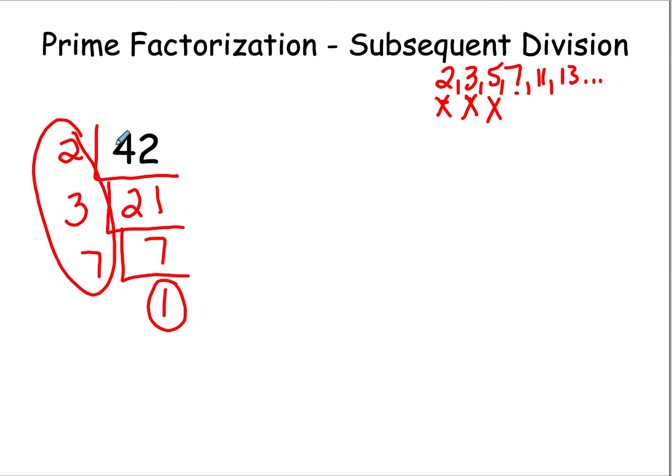Here is my prime factorization: 2 times 3 times 7. Like I did with factor trees, I can always check my work. 2 times 3 is 6. 6 times 7 is 42, so I do know it worked. Let's try another example.